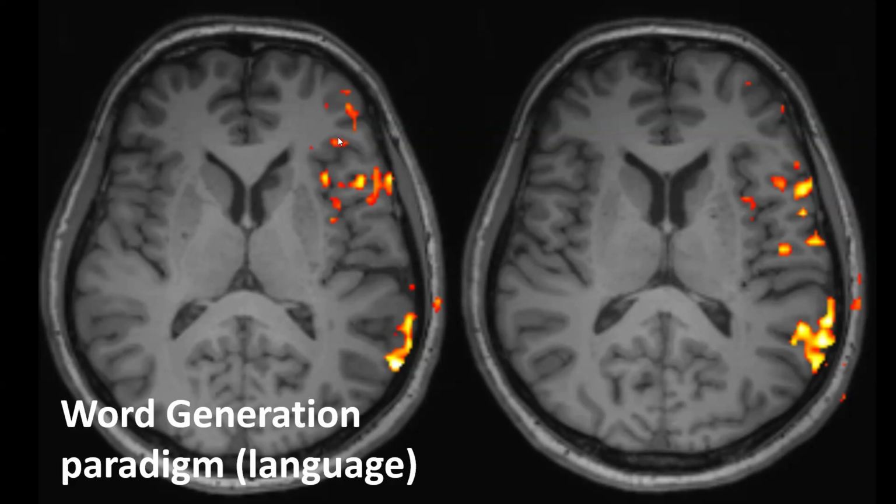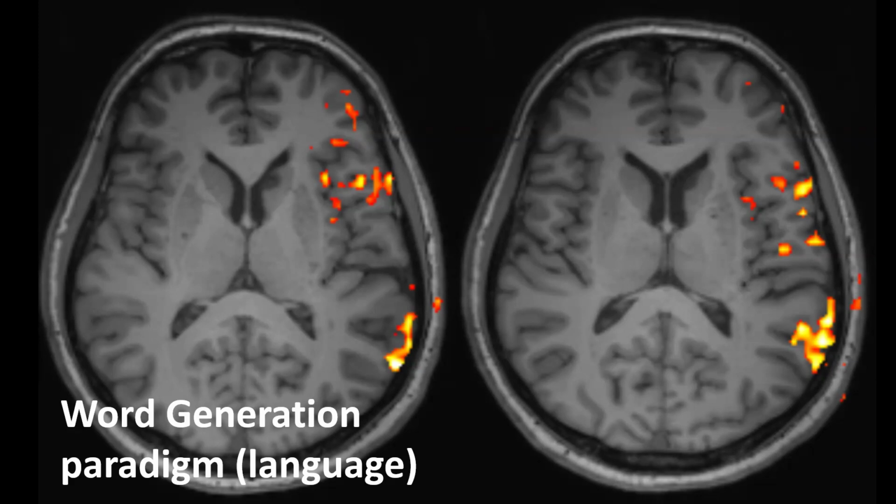This is a patient performing a different task. The patient is performing a word generation paradigm, testing his language functions. And what does that involve? Well, you have a lot of paradigms. In this case, the patient is shown images, for instance, of a chair, and then he has to think of a corresponding verb.